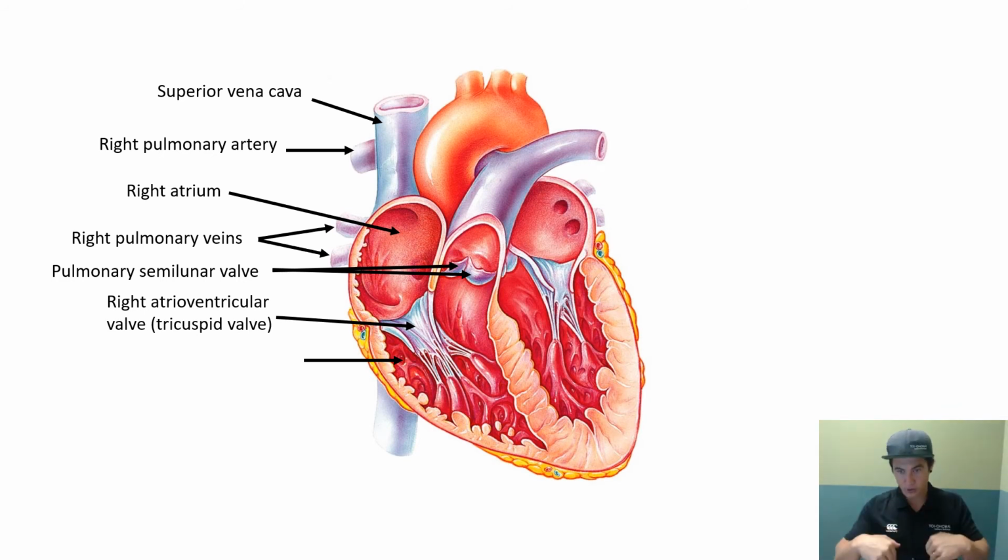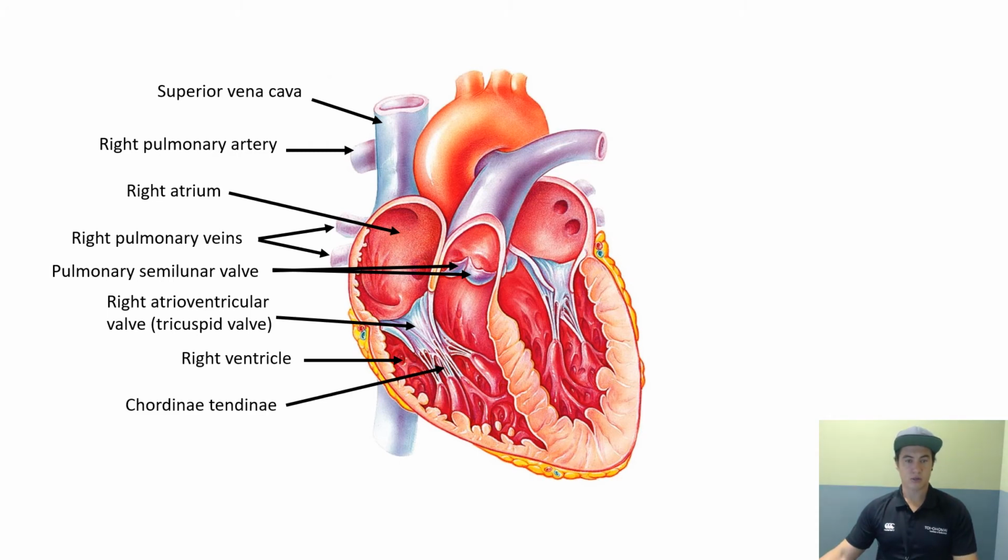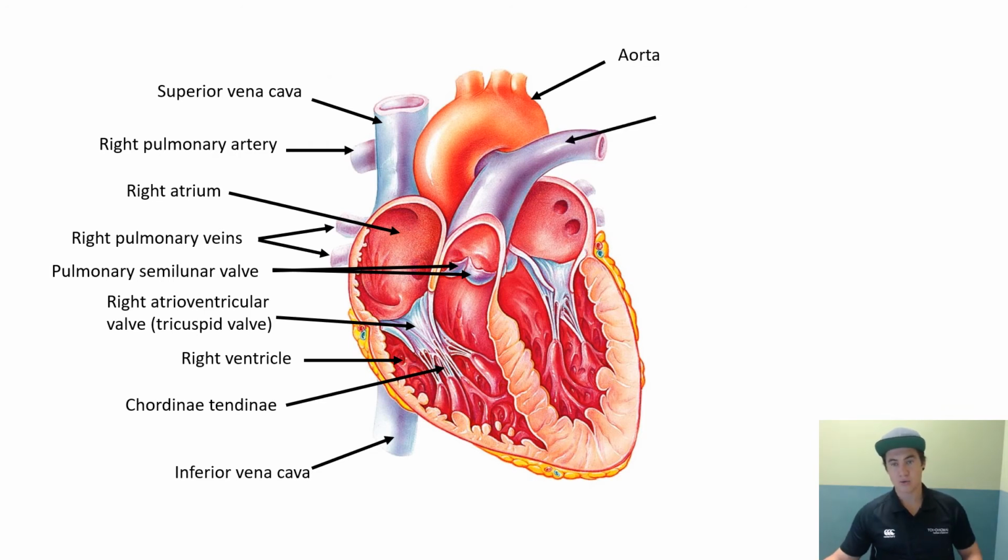But these cords pull that valve open as soon as the ventricles relax, and blood can just, through gravity mostly, drop from your atrium down into your ventricles. So we've got right ventricle, and your heartstrings are called chordae tendineae. Inferior vena cava at the bottom, receiving deoxygenated blood from the lower half of the body. Our main artery carrying oxygenated blood away is our aorta. Then we have our pulmonary arteries, carrying deoxygenated blood away from the heart to the lungs.